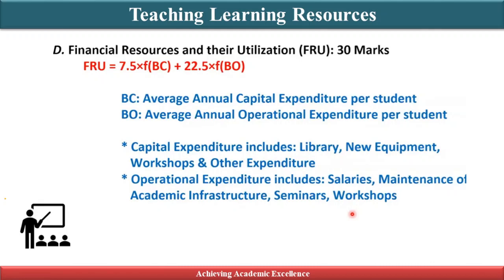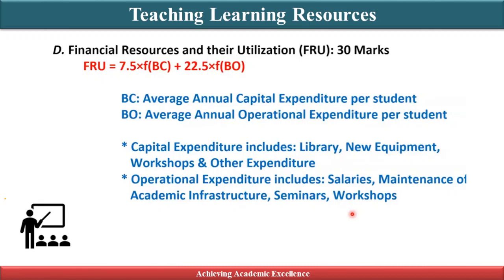Again, it is a relative metric. Why is it a relative metric? F means relative metric; it is a function of something. The information will be compared with other institutions, and NIRF will come to a common conclusion and give a function, a formula. What comes under capital expenditure?